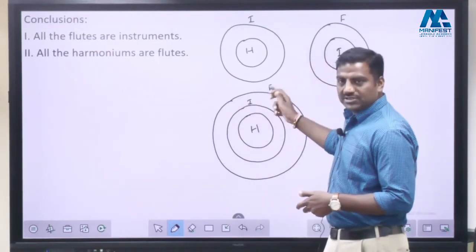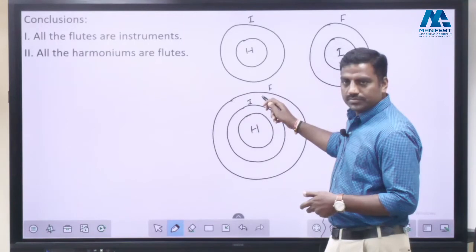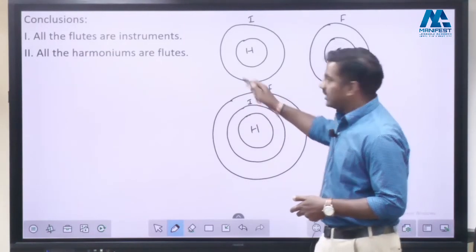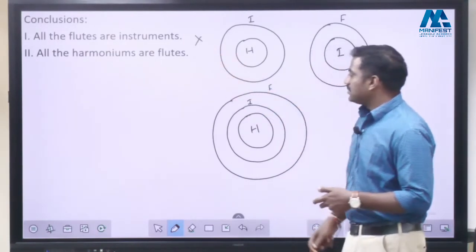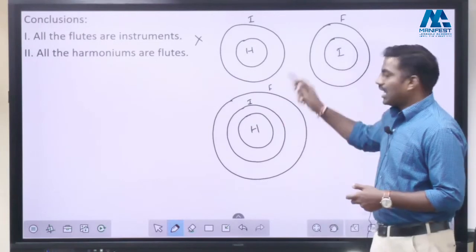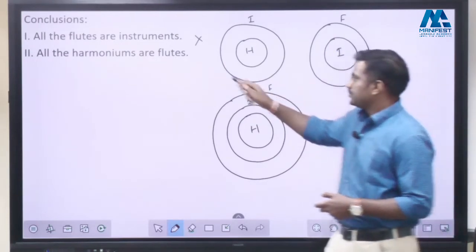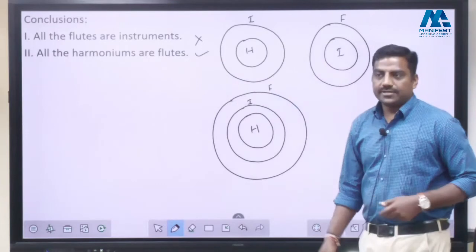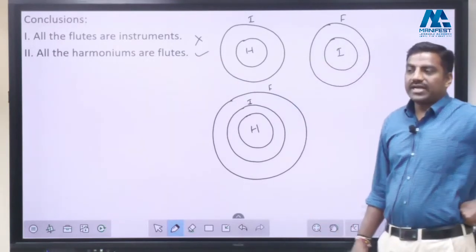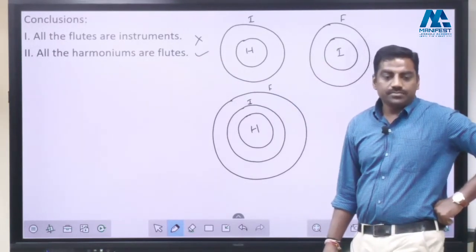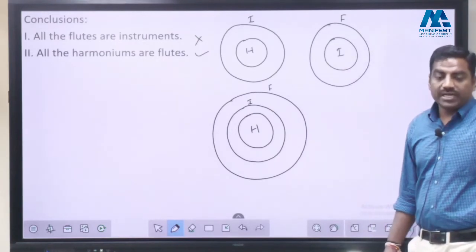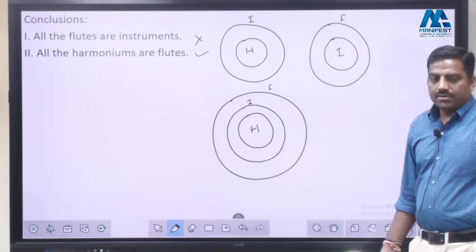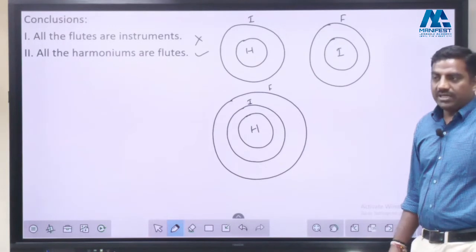Only some of them are instruments. Yes or no? All the harmoniums are flutes. So B is the answer here. Yes, you go on writing the answer as B. I mean, for each question you write A, B, C, D. For this, the answer is B.